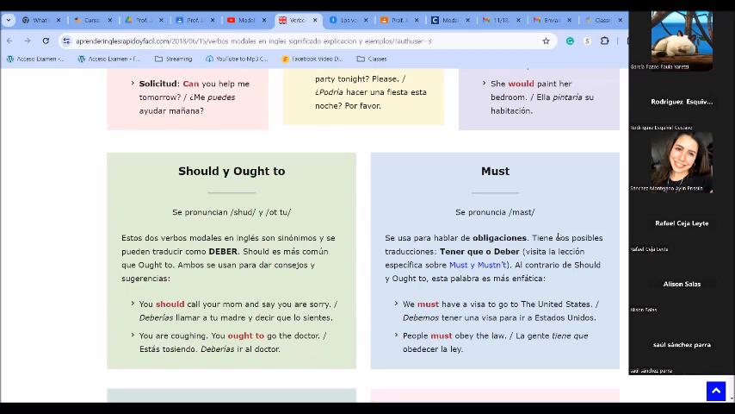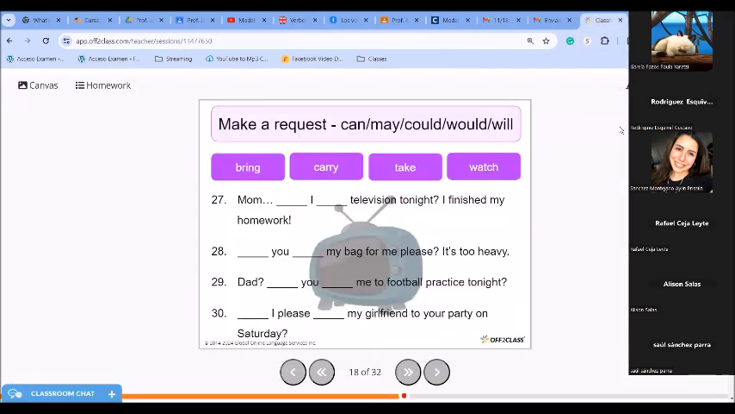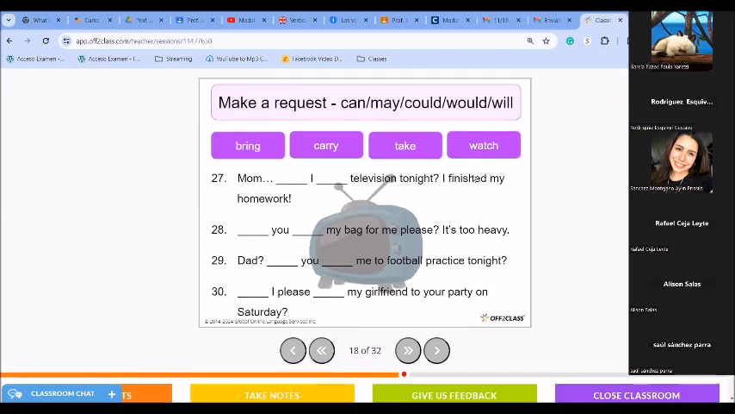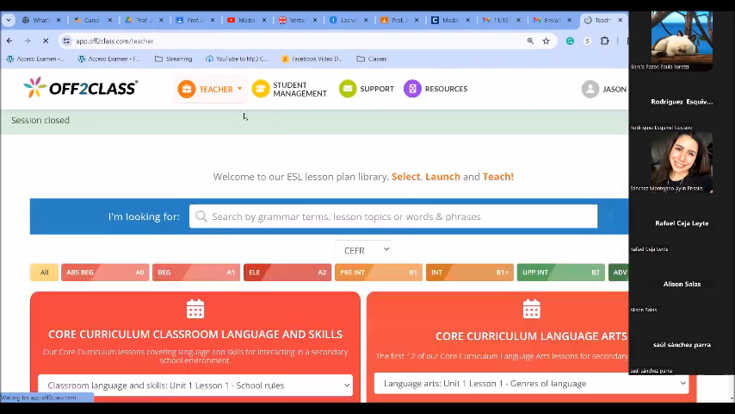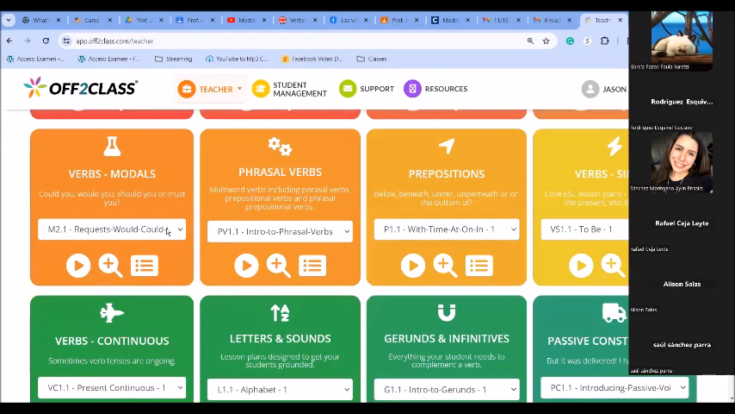You should call your mom and say you are sorry. Deberías llamar a tu madre y decir que lo sientes. You are coughing. You ought to go to the doctor. Estás tosiendo. Deberías ir al doctor. Okay. All right. So both of them function the same. Ought to is very old school, but you will see it particularly in written English, giving advice. All right. And let me just close this one out and show you some examples of should.